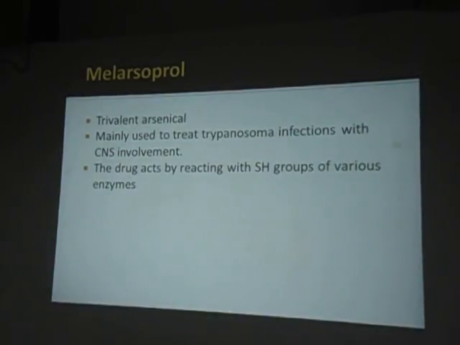Melarsoprol is a trivalent arsenical anti-trypanosomal drug, mainly used to treat trypanosomiasis with CNS infection. Pentamidine could not cross into the CNS, so melarsoprol can be used. Again, it acts by reacting with the SH group of enzymes. This energy metabolism and SH group action is the main mechanism of these anti-leishmanial and trypanocidal drugs.